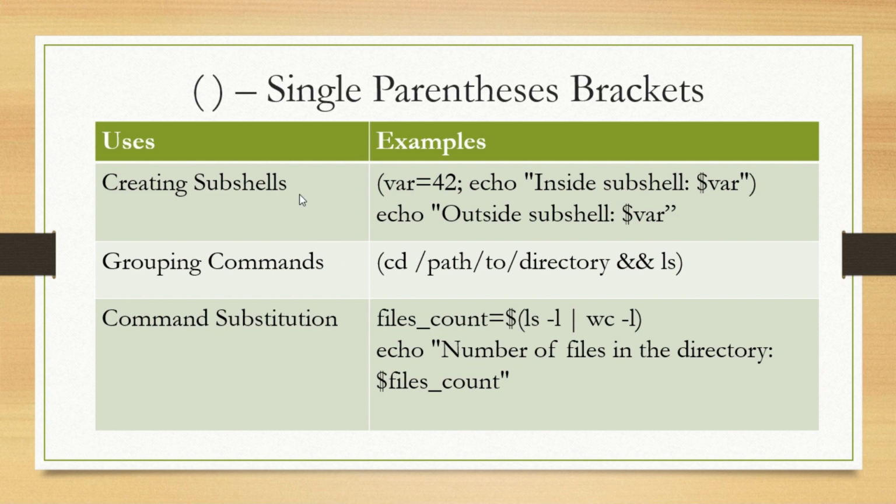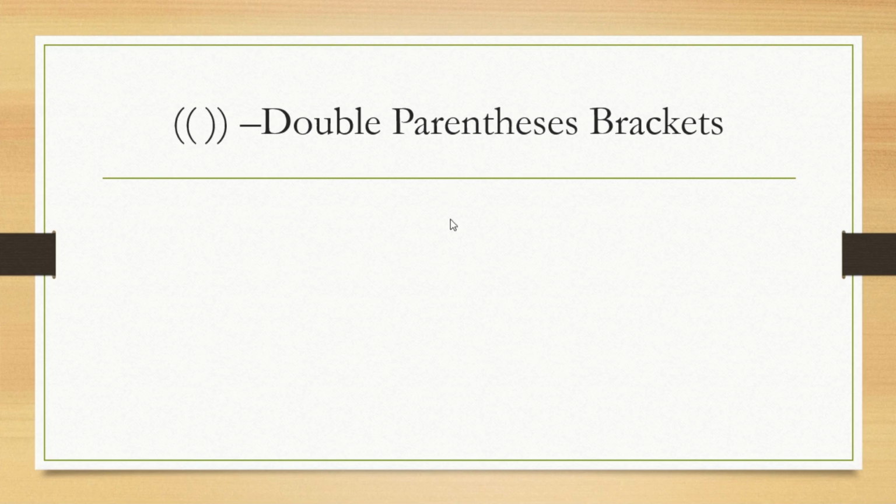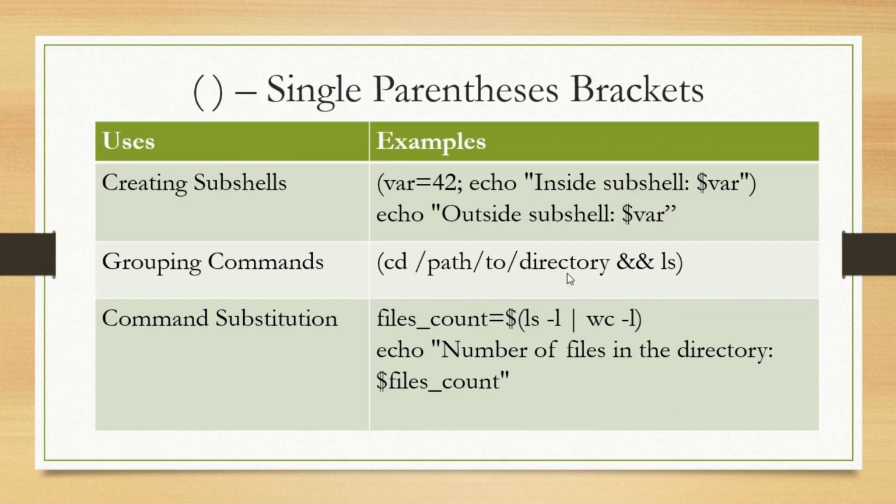When creating a subshell, it is going to isolate the commands inside the single bracket, and these commands are not going to affect the main shell. In this example, we have a variable that is assigned inside the parentheses. We call it var and assign it 42, and then we echo the var. In this case, inside the subshell it is going to output 42.